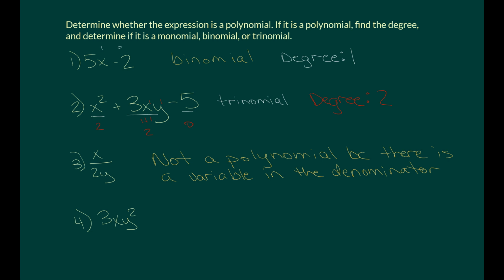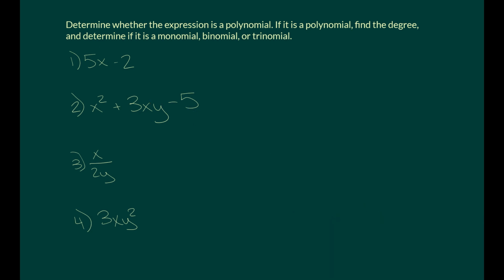Number 4 says 3xy squared. Although the word poly means many, in the first slide it said that a polynomial can be a monomial or any combined monomials. So this actually is a polynomial. It is a monomial. That's the type of polynomial it is. And for the degree, we have 1 x and 2 y's. So we're going to say the degree is 3.